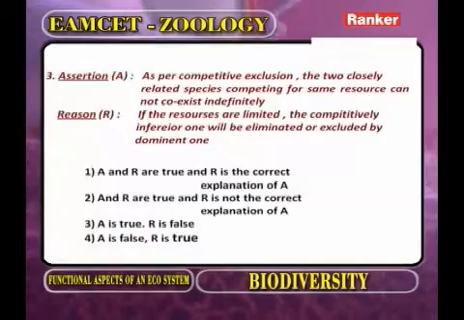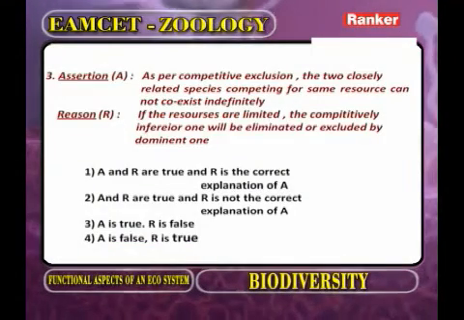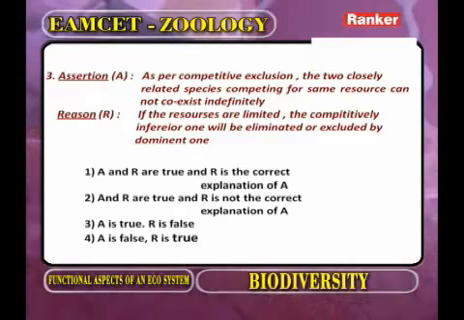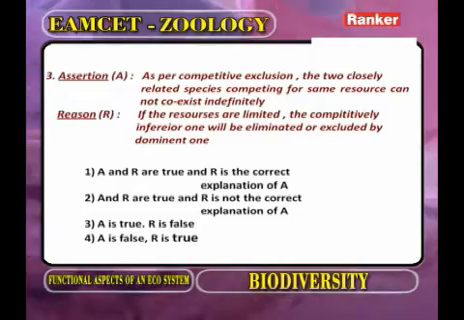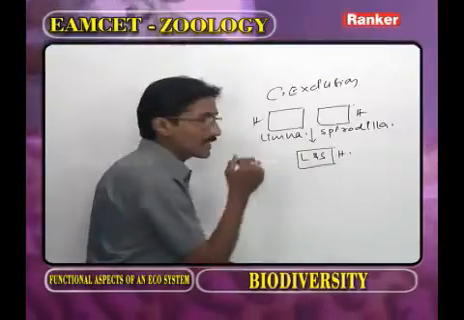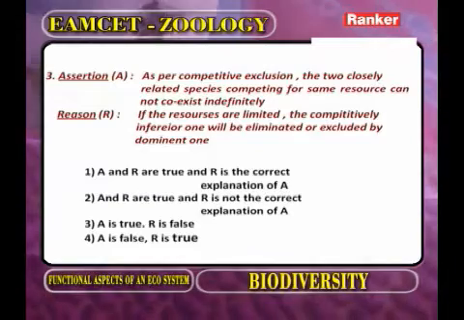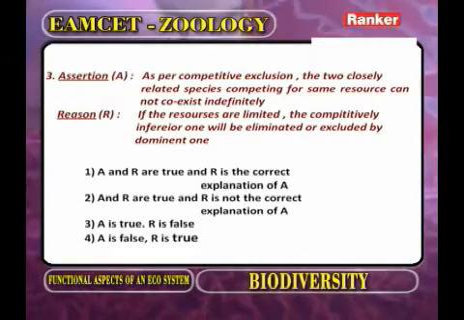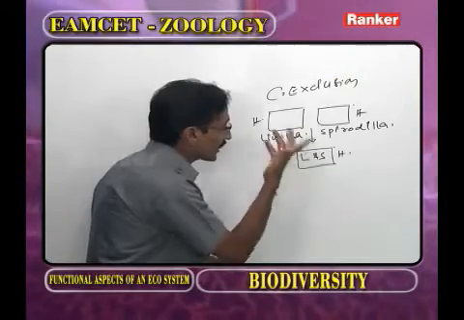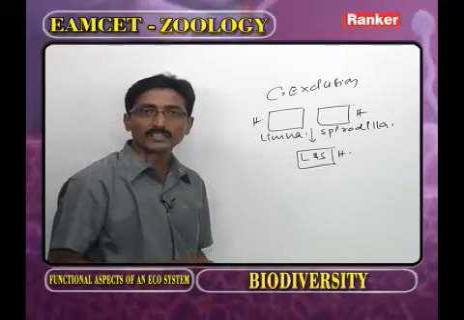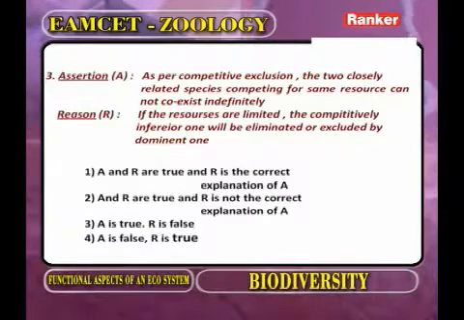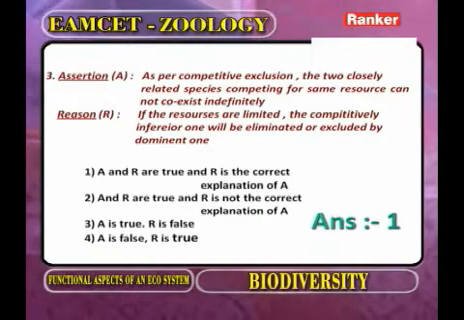Now the reason, if the resources are limited, now in this habitat the resources are limited, then what is going to happen? The competitively inferior, here what is the inferior? Spirodela, that is eliminated or excluded by the dominant one. Here what is the dominant? The Lemna. Now based on this information, what is the correct answer? Both are correct, the R explains A. Now we go for the next question.